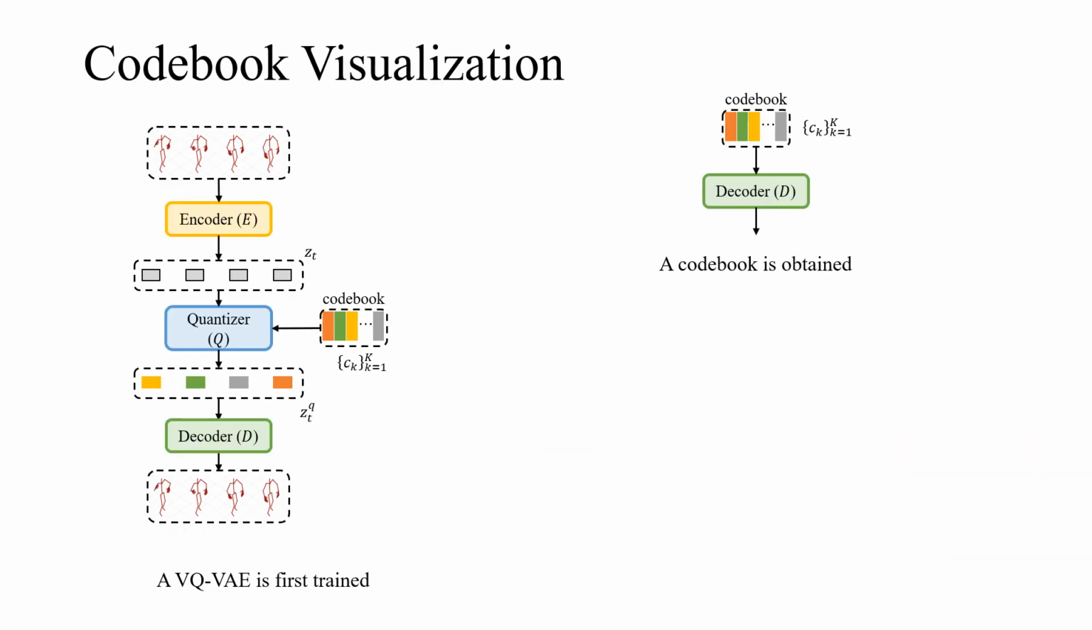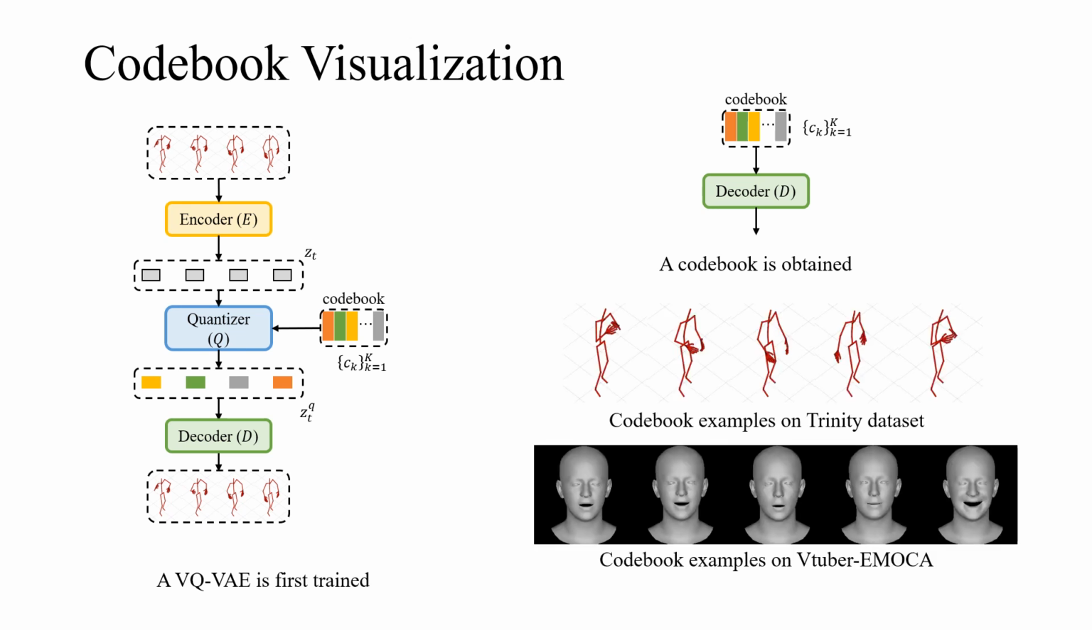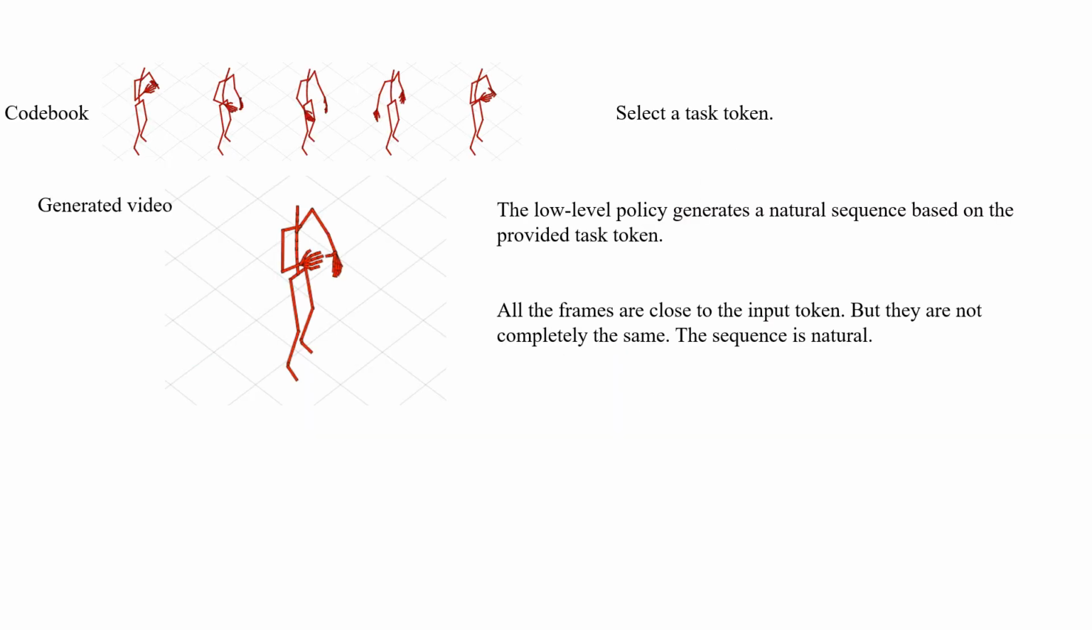We then go to the empirical result part. We first visualize the codebook on both the Trinity gesture dataset and the VTuber EMOCA dataset by feeding the codebook into the VQ-VAE decoder. Here are some codebook examples on both datasets. We then show how our low-level policy can decode the specified code into a natural and diverse sequence.